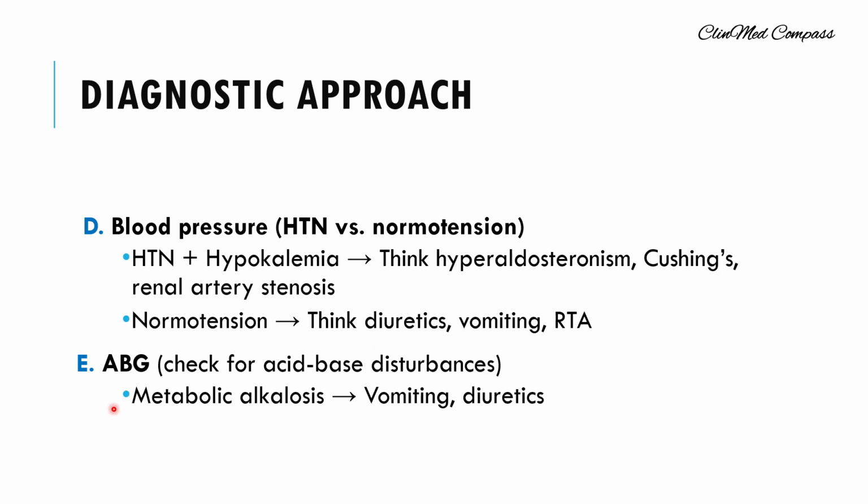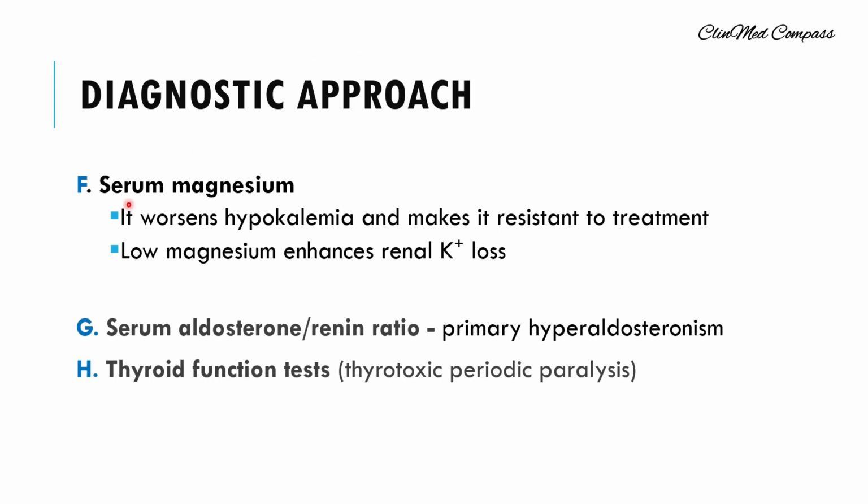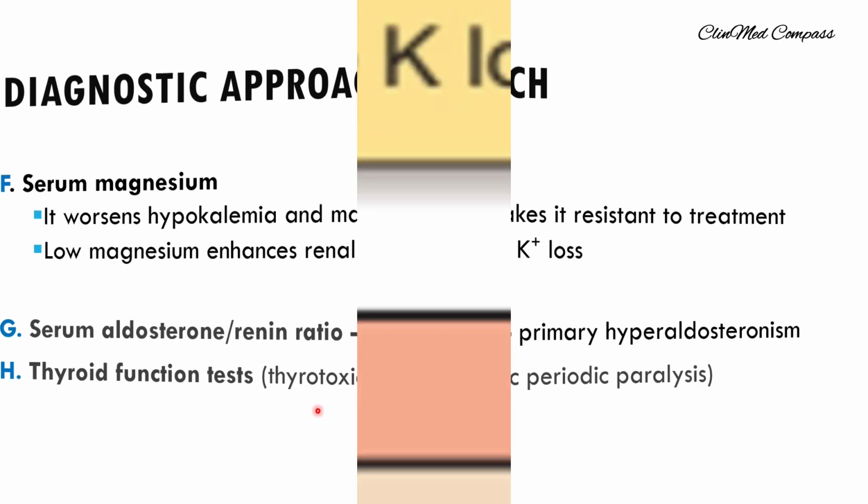Arterial blood gases helps to check for acid-base disturbance. Metabolic alkalosis suggests vomiting and diuretics as the cause of hypokalemia. Check magnesium. Hypomagnesemia worsens hypokalemia and makes it resistant to treatment. You also consider serum aldosterone-renin ratio for primary hyperaldosteronism, that is Conn syndrome. Thyroid function test is also considered in thyrotoxic periodic paralysis.